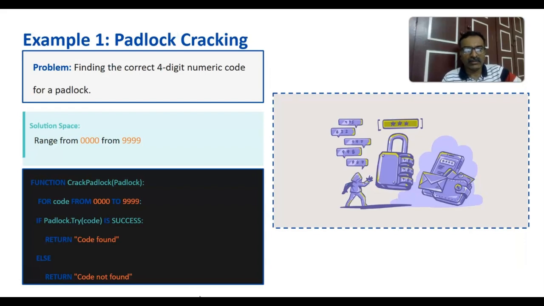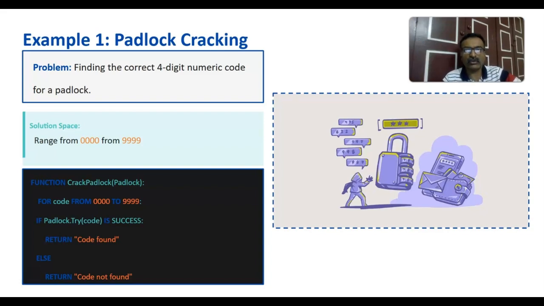Now the padlock cracking. You can see on the screen a 3 digit number lock. So if somebody wants to crack it, he has to try all the possible combinations. For a 4 digit example, you have to try all the possible combinations from 0000 to 9999.